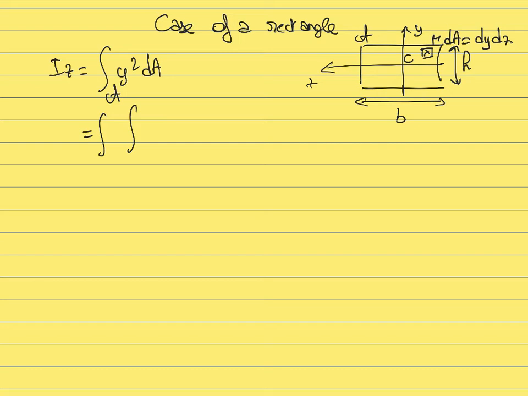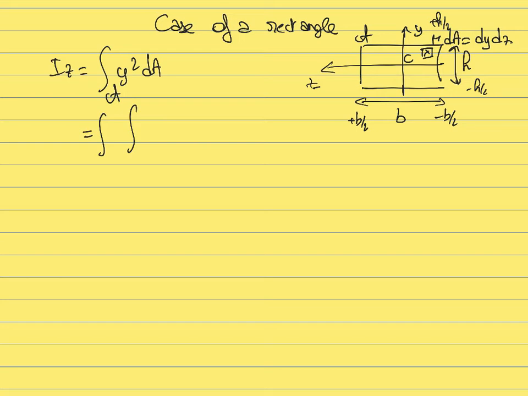So in this case, the point M of this surface will go for all the points z that go from minus b over 2 to plus b over 2. So those are the two limits along the z-axis. And when it comes to the y-axis, it will go from minus h over 2 to plus h over 2. So we need to integrate y square over all those possible values.